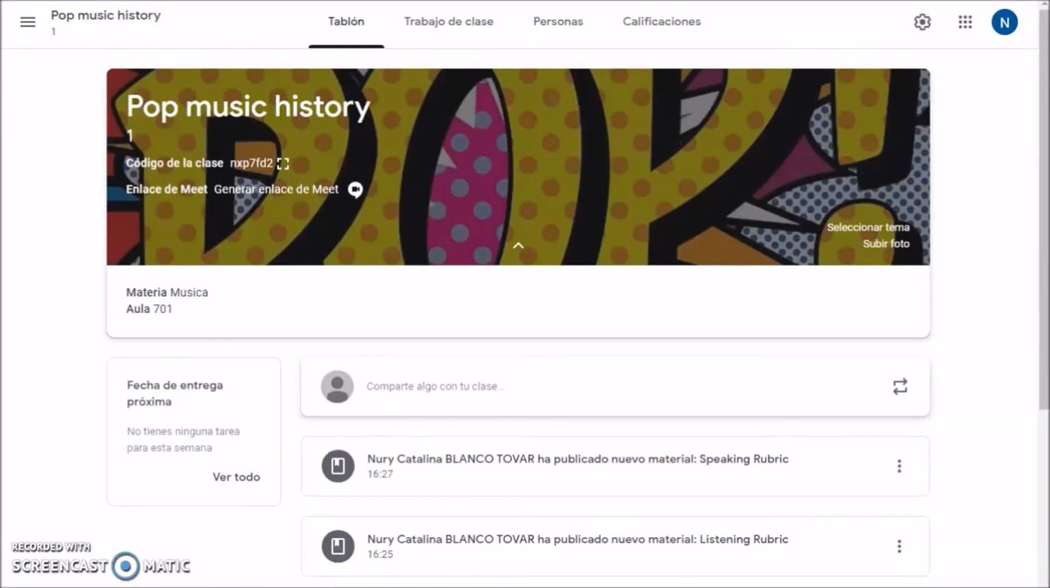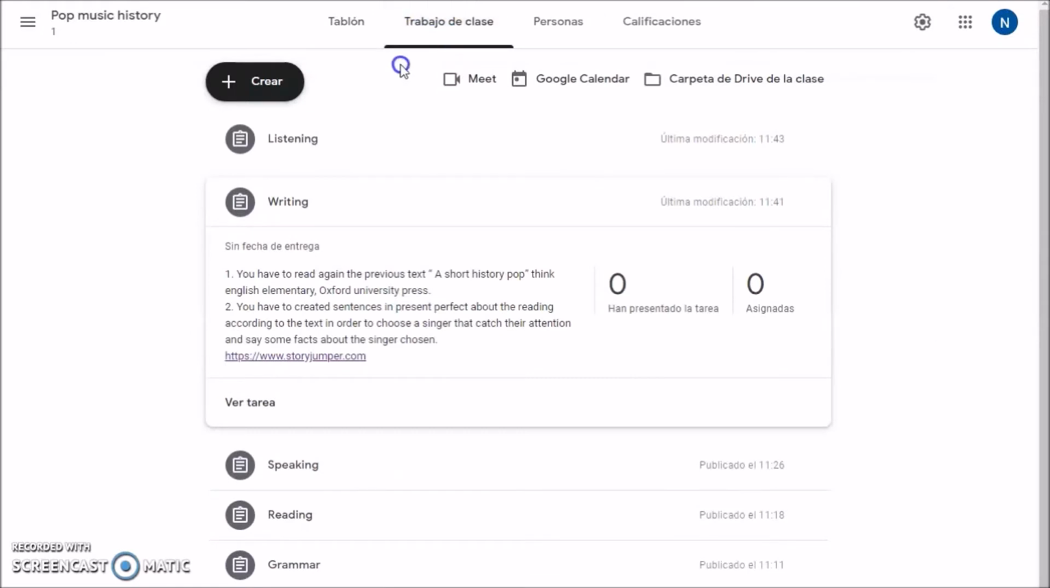Okay, the next part of our didactic unit is writing. In this part, the students have to read the previous text again. There is a short history pop text, taken or adapted from Think English Elementary, Oxford University Press. So they have to read again.